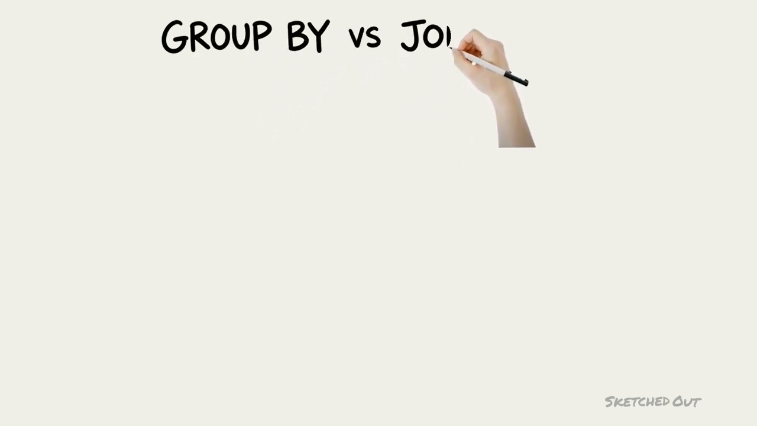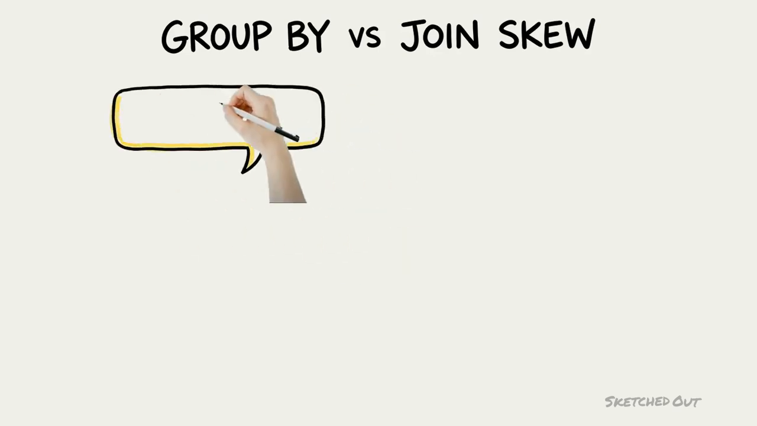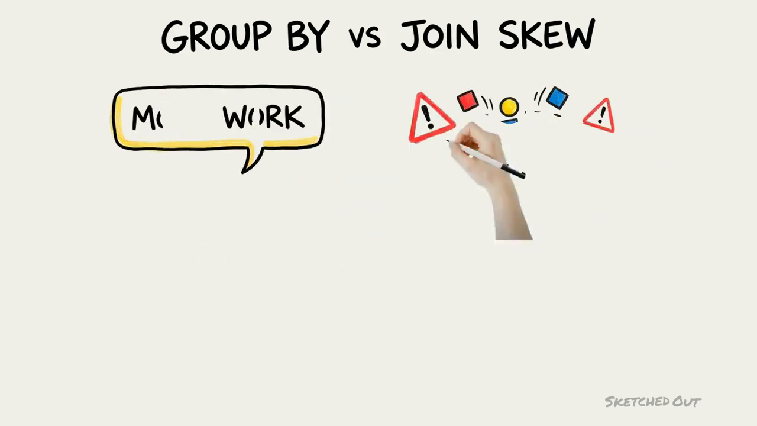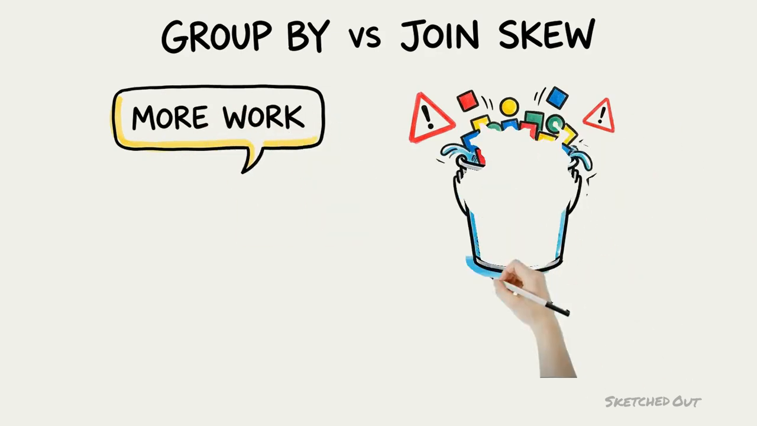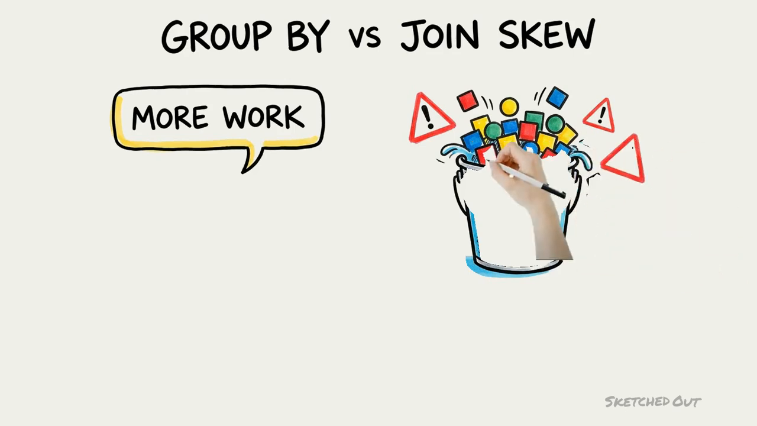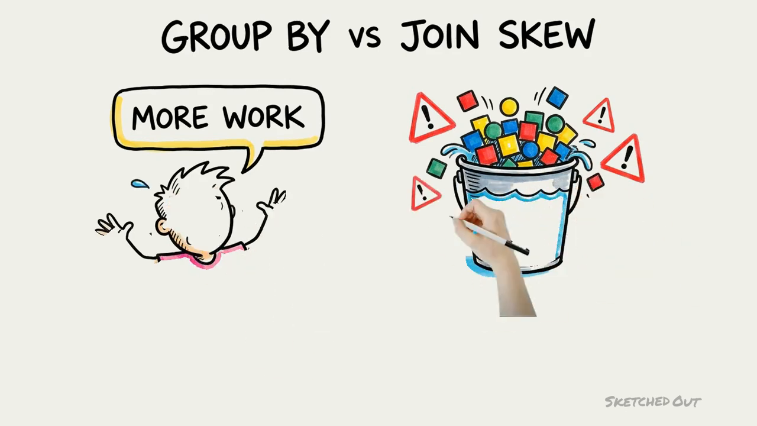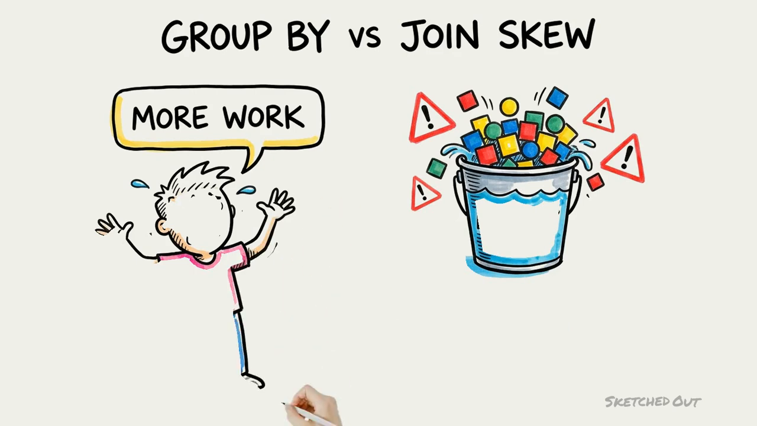One last honest note worth its own moment. Skew in a groupBy is annoying. Skew in a join is much worse. When you group by a skewed key, one task does more work. When you join on a skewed key, one task does more work and also potentially runs out of memory because it is building in-memory structures over a large fraction of a very large table.